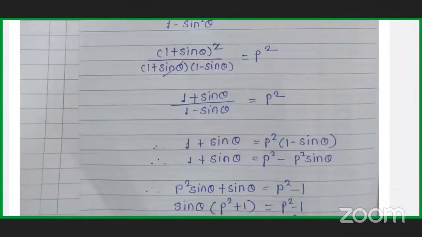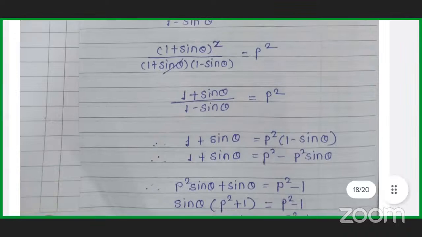So 1 plus sin theta is equal to P square into 1, that gives P square, and P square into sin theta, that is P square sin theta. So we have to arrange the terms of sin theta on one side and the constant terms on the other side. So what will we get? That minus P square sin theta shifts to the other side. So P square sin theta plus sin theta is equal to P square minus 1.